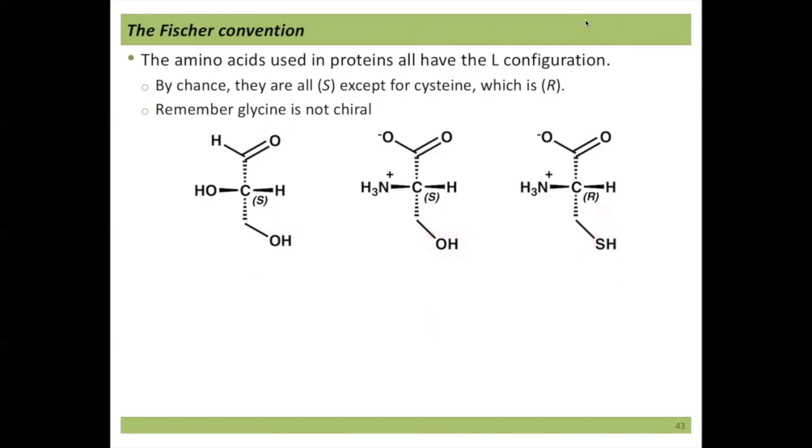In fact, 19 of the amino acids are chiral, all except glycine. And of those 19, 18 are of S configuration. It's only cysteine that is of R configuration. And then don't forget that there's 2 amino acids that have additional configurations, threonine and isoleucine.